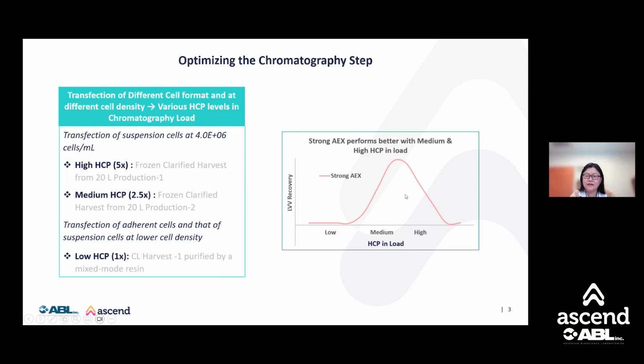The LVV binds very tightly to the strong AEX. So if the feed is too clean, as on the right-hand side, the LVV sticks and the recovery is low. Of course, if there's too much HCP, it competes for binding, resulting in low recovery.